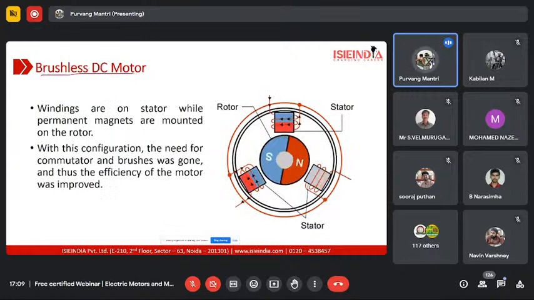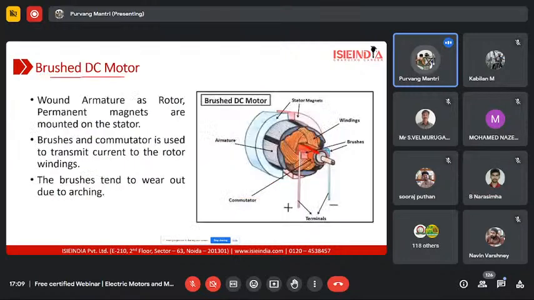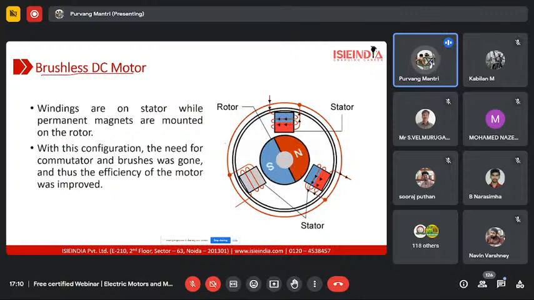In this case, we have just inverted the components. In a brushed DC motor, we were using magnets on the stator and windings on the rotor. But in a brushless DC motor, we have windings on the stator while magnets are connected on the rotor. And to make the magnet rotate, we generate a rotating magnetic field. You can see in this animation that the magnetic field is changing from one stator winding to the next.